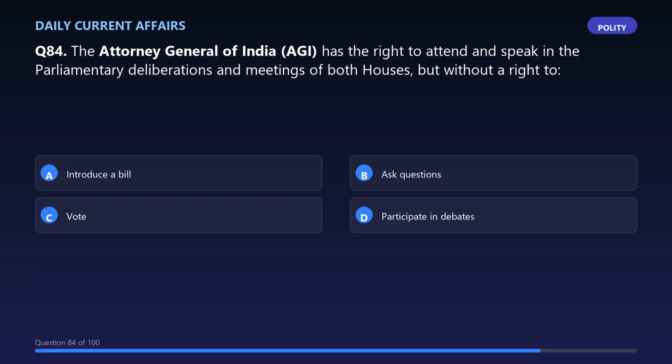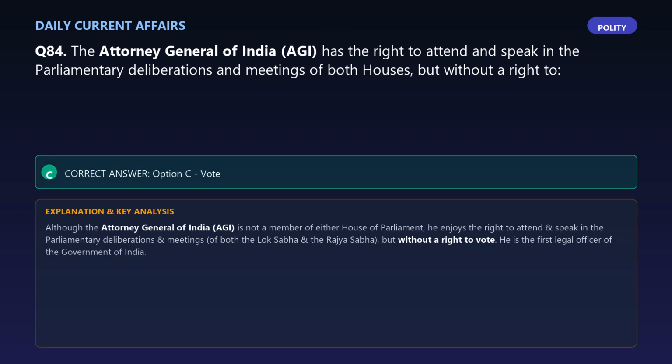Question 84. The Attorney General of India, AGI, has the right to attend and speak in the parliamentary deliberations and meetings of both houses, but without a right to. The correct answer is option C, vote. Explanation: although the Attorney General of India, AGI, is not a member of either House of Parliament, he enjoys the right to attend and speak in the parliamentary deliberations and meetings of both the Lok Sabha and the Rajya Sabha, but without a right to vote. He is the first legal officer of the Government of India.